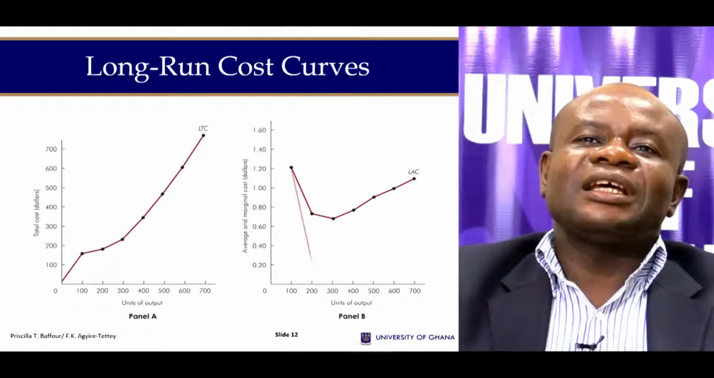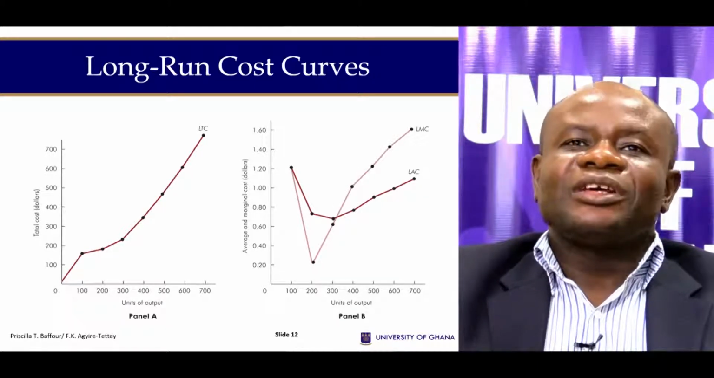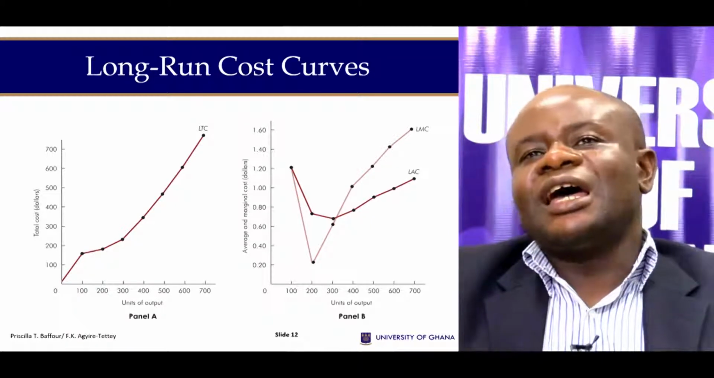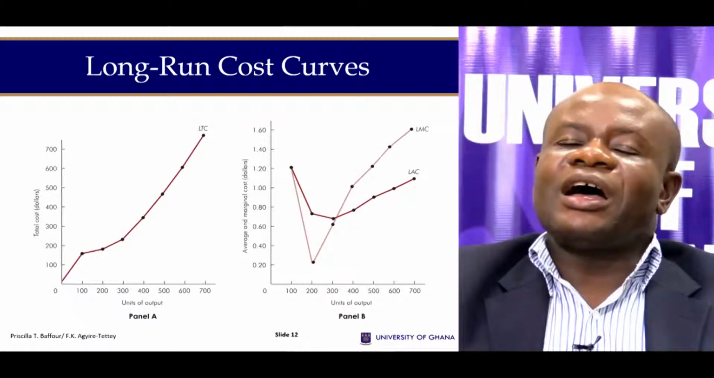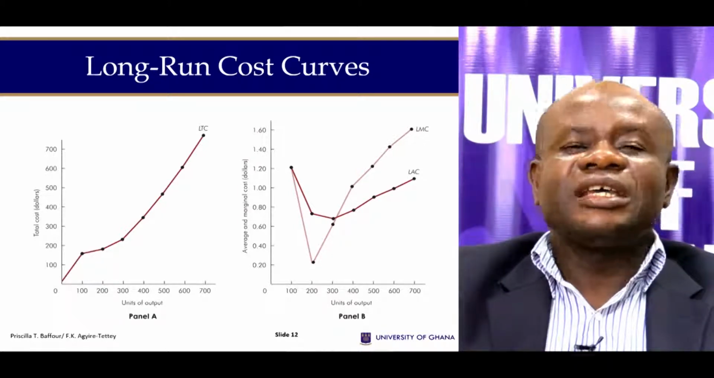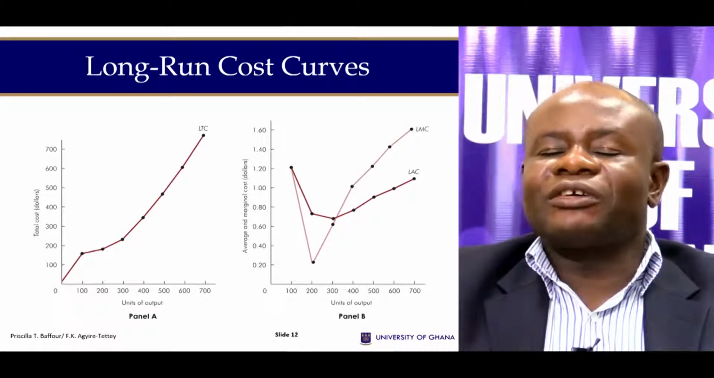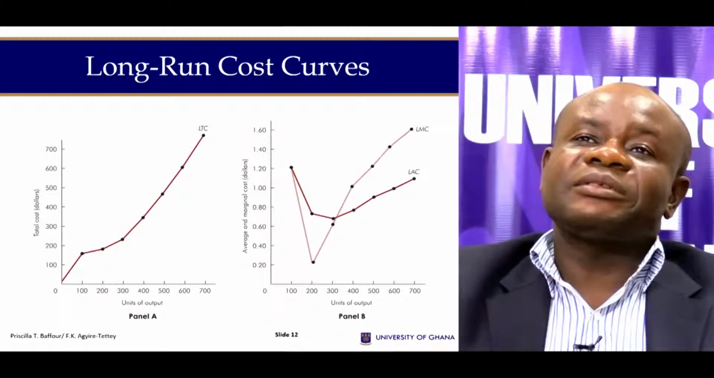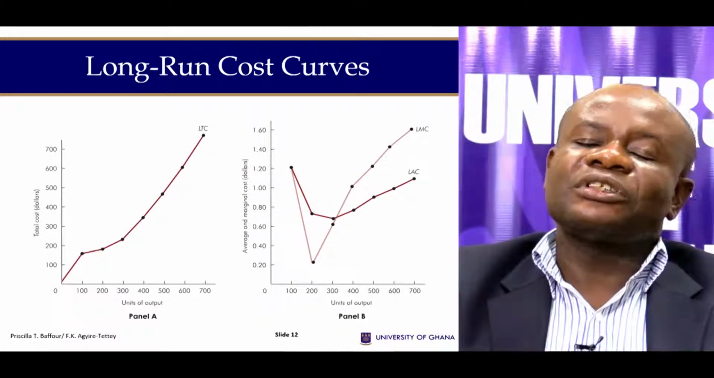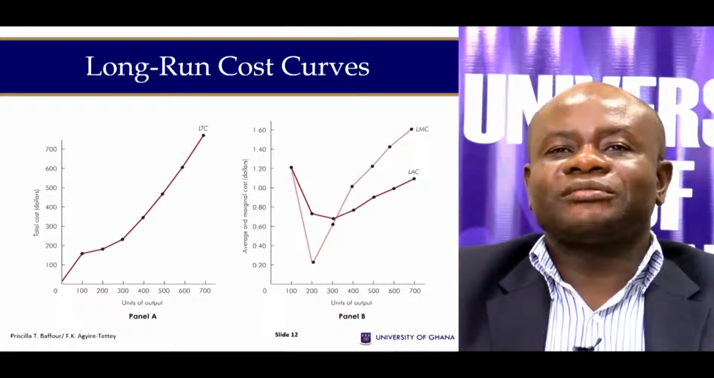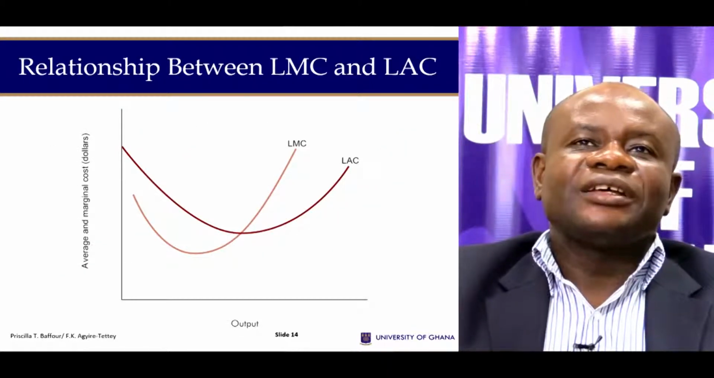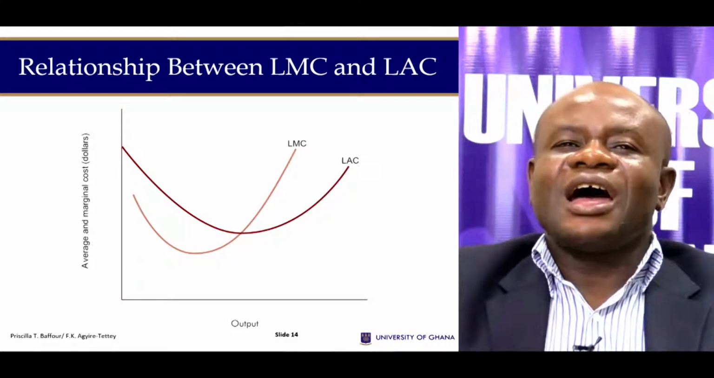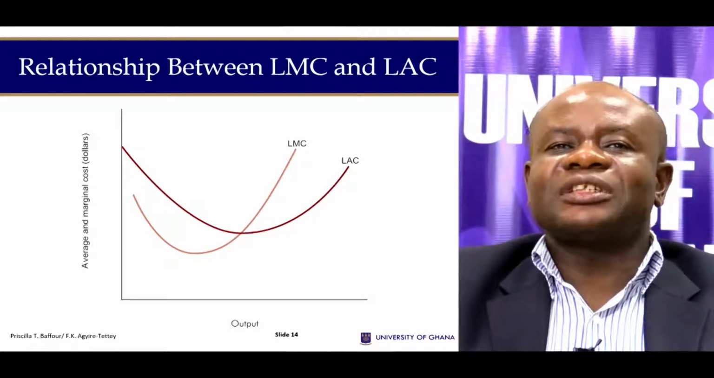So we can plot this, and these are the curves that we are going to get. The total cost is upward sloping, and the long-run marginal cost is U-shaped. Again, the long-run average cost curve is U-shaped. But what happens is that the marginal cost curve intercepts our long-run average cost curve at its minimum point. And this is how it looks. So the marginal cost curve is equal to the long-run average cost curve at the minimum point of the long-run average cost curve.